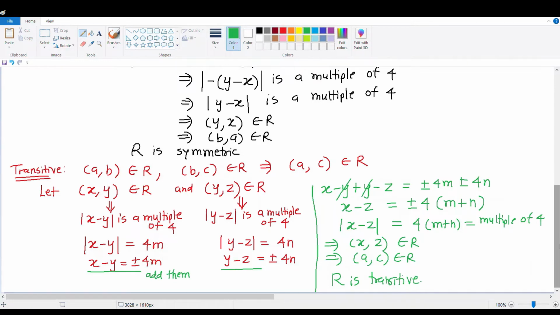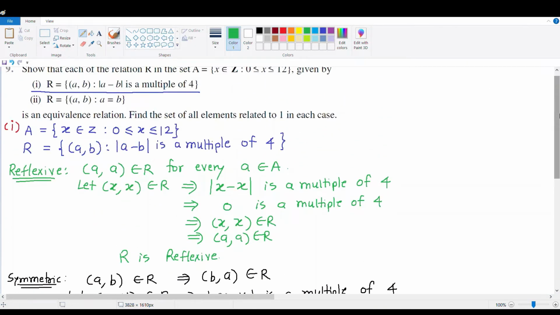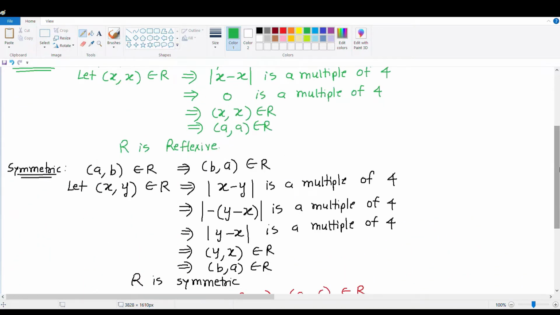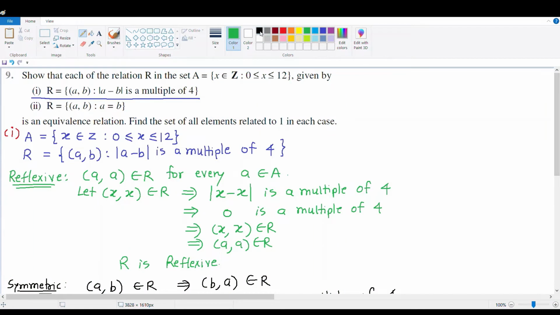Now I don't have space here, so I'm going to write on the top. It was reflexive, it was symmetric, and it was transitive. So it is all three. So we can say that, hence, relation R is an equivalence relation. Why is it an equivalence relation? Because it was reflexive, symmetric, and transitive. When a relation is all three, that relation is called an equivalence relation. So we showed what we were supposed to.